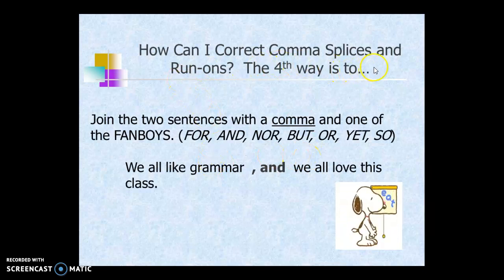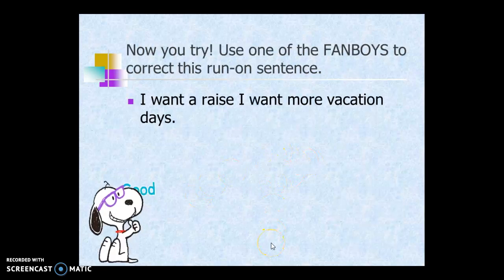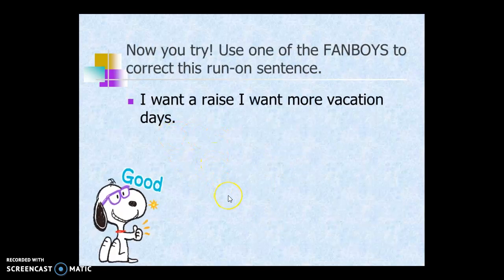How can I correct comma splices and run-ons? Well, there's a fourth way to do it. You can join the two sentences with a comma and one of the FANBOYS: for, and, nor, but, or, yet, and so, or in other words, the coordinating conjunctions. We all like grammar, comma, and we all love this class. Comma before any coordinating conjunction. Great, huh? Now you try it.